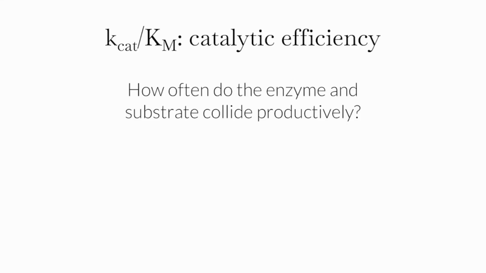A couple of cleanup points that are cool and interesting. The first is that one of the things that biochemists often describe is kcat over Km. And this is basically a ratio that says how often do the enzyme and the substrate collide productively. So this is in rates, so this is in per seconds, and this is in concentrations in moles. So it's basically per molar per second. How quickly is this happening?